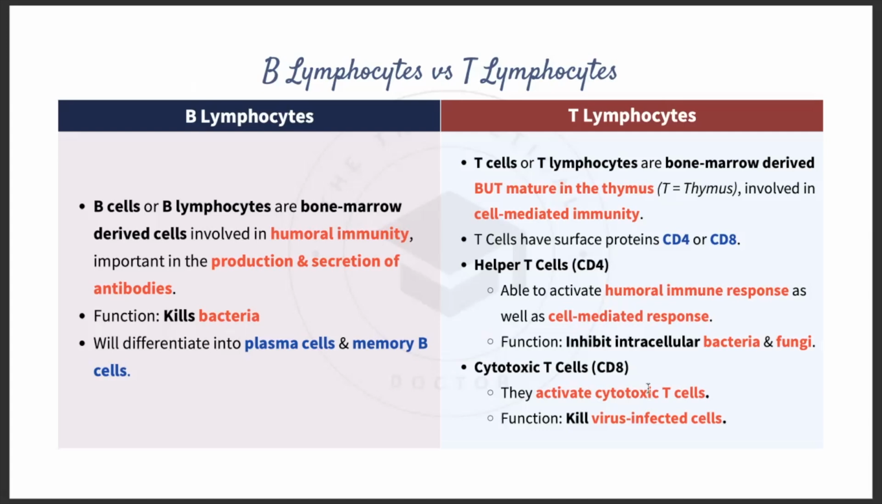Then we have the cytotoxic T cells or CD8. They activate the cytotoxic T cells obviously, and they kill virus infected cells. But they're also important in terms of killing cancerous cells, but they're also dangerous because if a person were to receive organ transplant, these cells are the ones who are the culprit in actually rejecting the organ that's being transplanted. So more on that in the following videos.